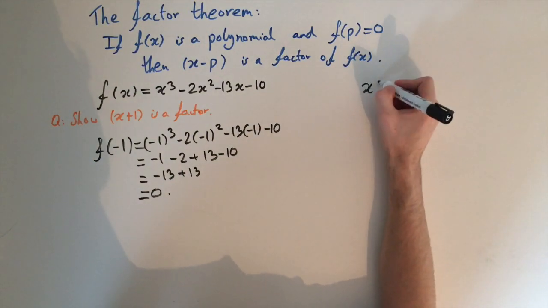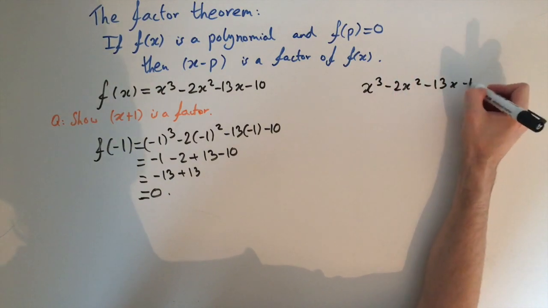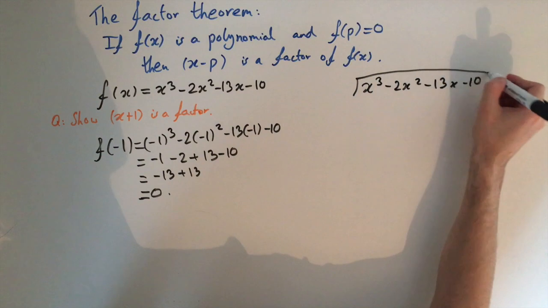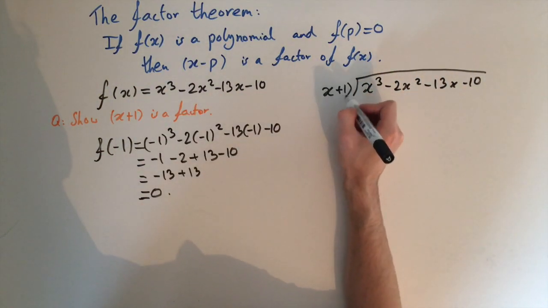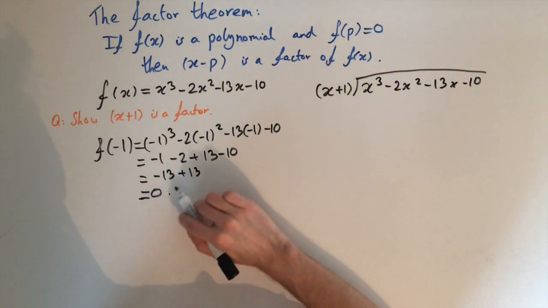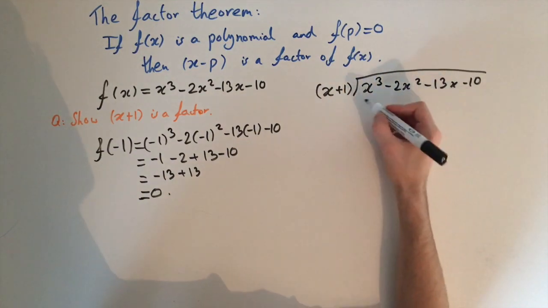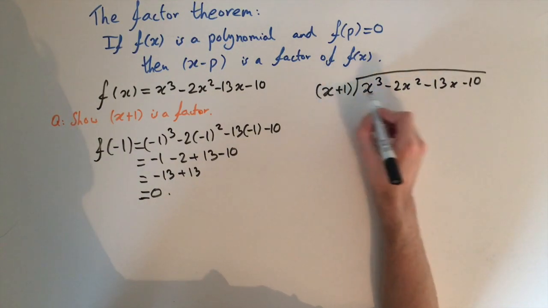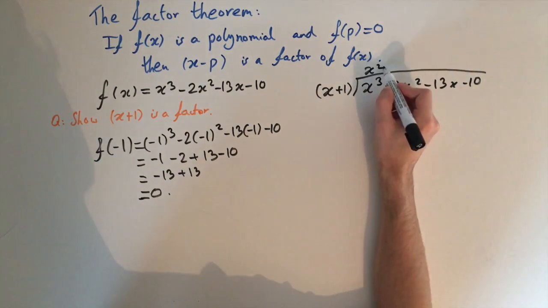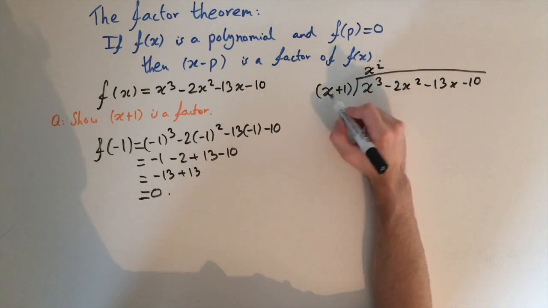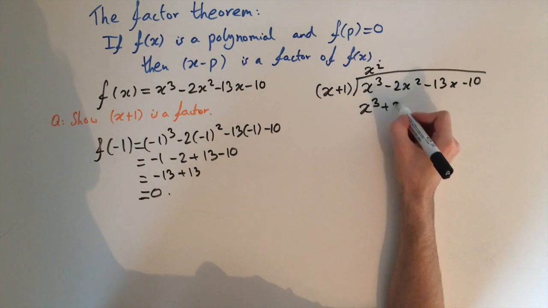If I write out the polynomial again, x cubed minus 2x squared minus 13x minus 10, and draw the division symbol, we want to divide by x plus 1. And we know that the remainder is going to be 0 from this theorem. We just need to work out what's left over. So let's use our method. We take the leading term, x cubed, and divide it by x, and this gives us x squared. The second step is to multiply this answer by the thing we're dividing by, which gives us x cubed plus x squared.